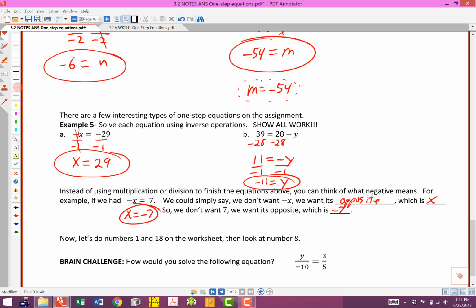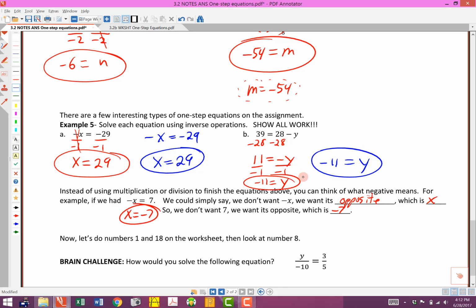And let's see if the same logic works on these problems right here. Again, this was negative x equals negative 29. We don't want negative x, we want its opposite, we want positive x. So we don't want negative 29, we want positive 29. There's the right answer right there. When we got to this point, we don't want negative y, we want its opposite, we want positive y. So we don't want positive 11, we want negative 11, and you'll notice we get the same answer there.